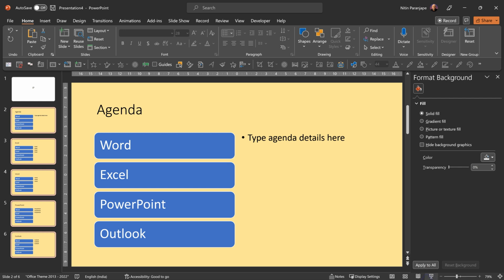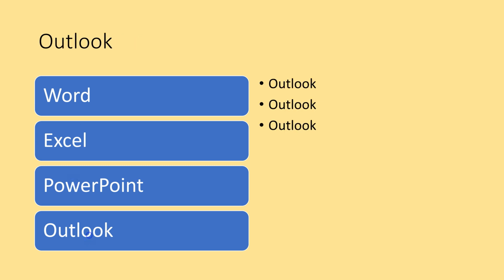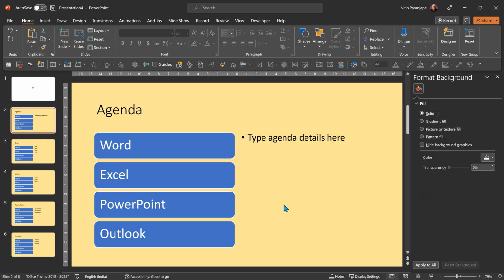And now you can run the presentation, agenda slide. Now let's say I want to directly go to PowerPoint, no problem. Then Outlook, then Word, then Excel. In any order, you can get it done. Here, to end that show, you may have to click escape multiple times. So right click, end show is the fastest way.